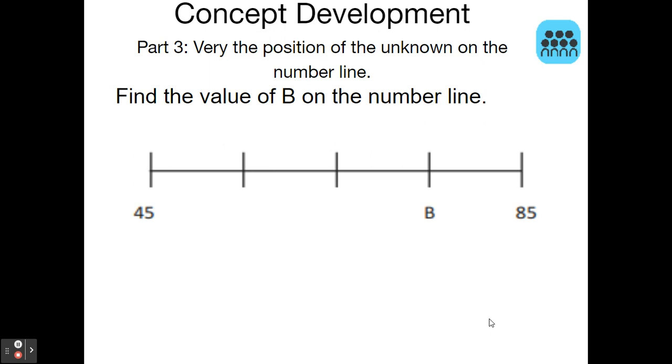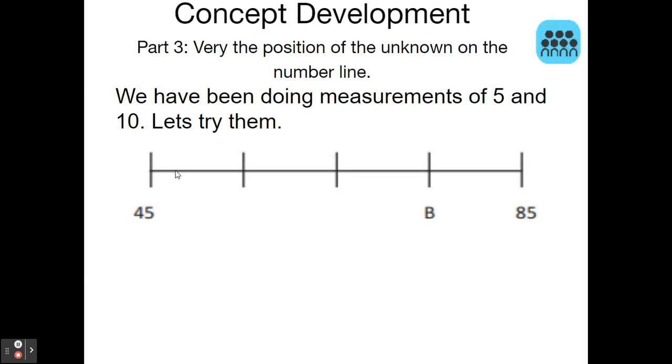All right, find the value of B on this number line. In this case, I'm not going to tell you what the segment is. The last two I've showed you tens. It could either be fives or tens. That's what we've been working on. So let's see. Can it be 5? Let's see. 45, 50, 55, 60, 65. Nope. Let's try tens. 45, 55, 65, 75, 85. Yes, it's tens.